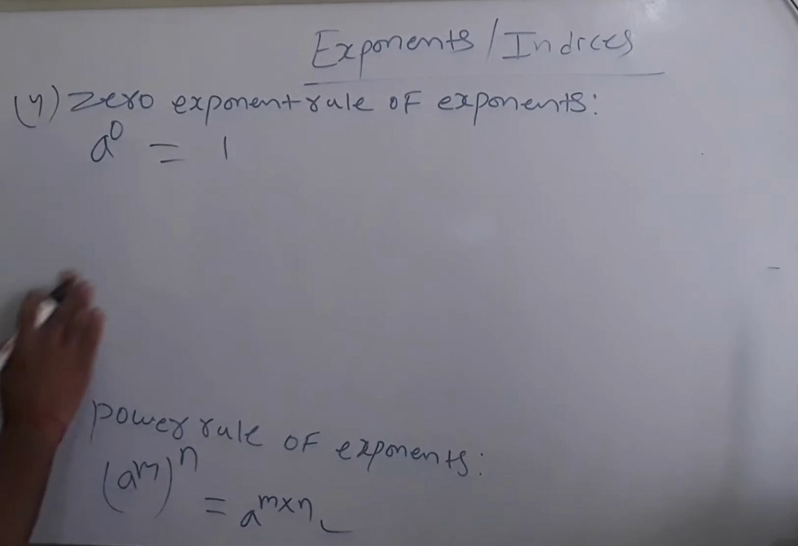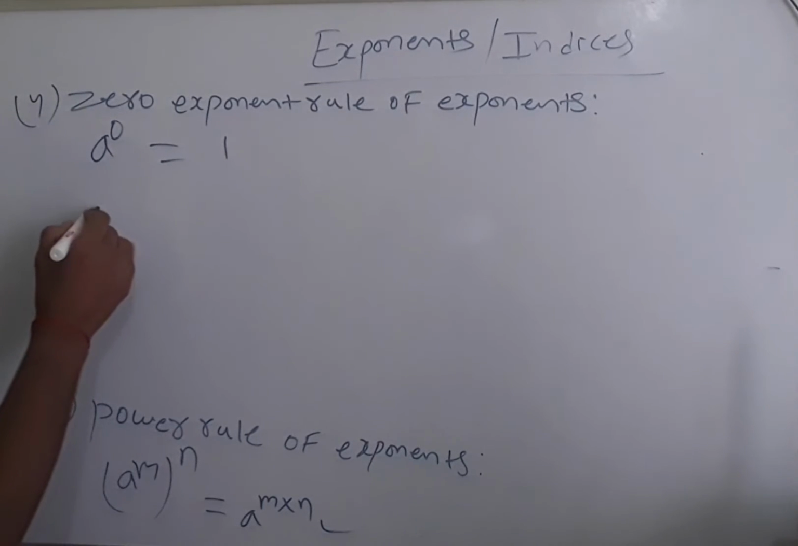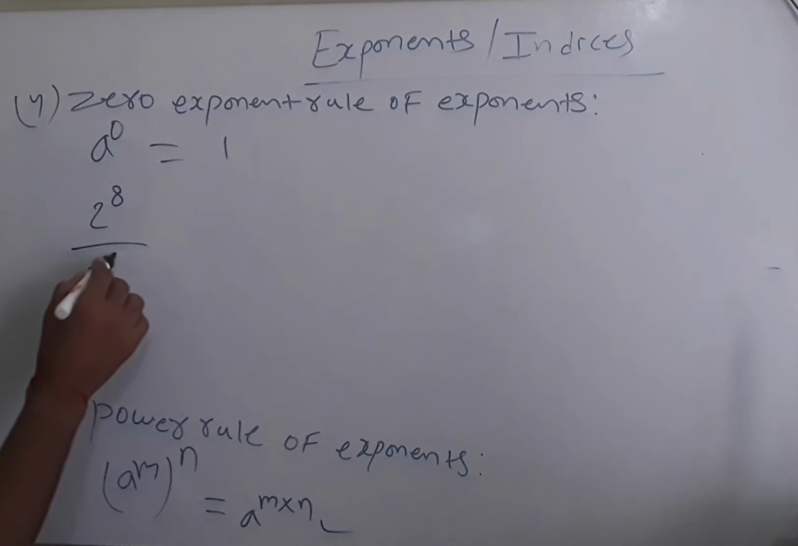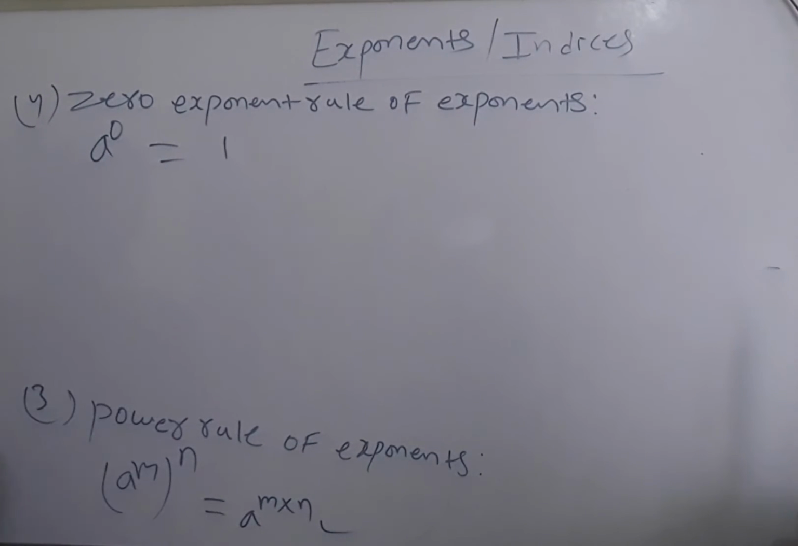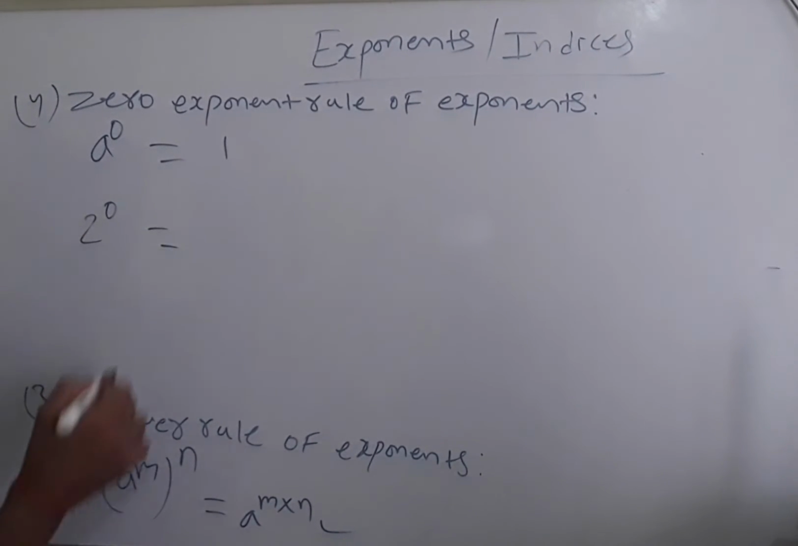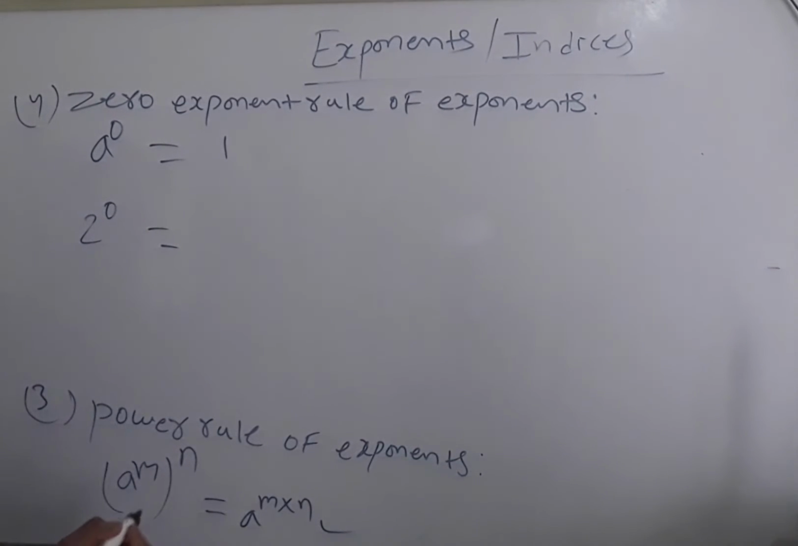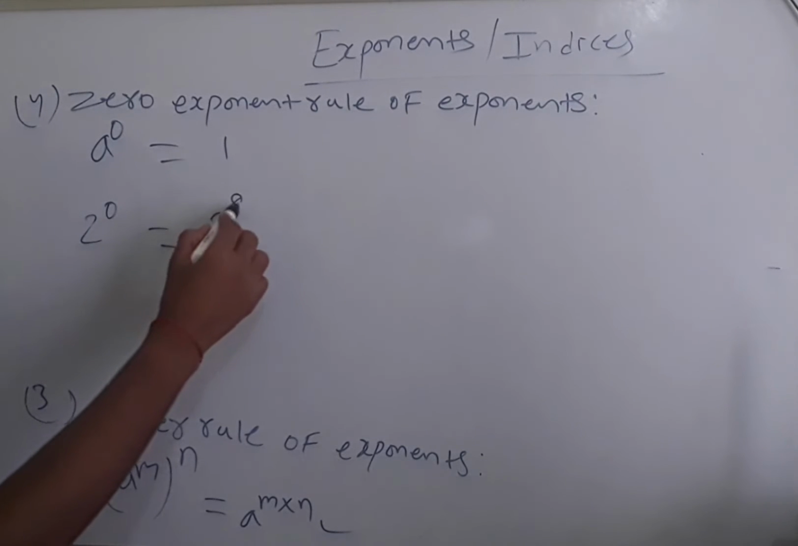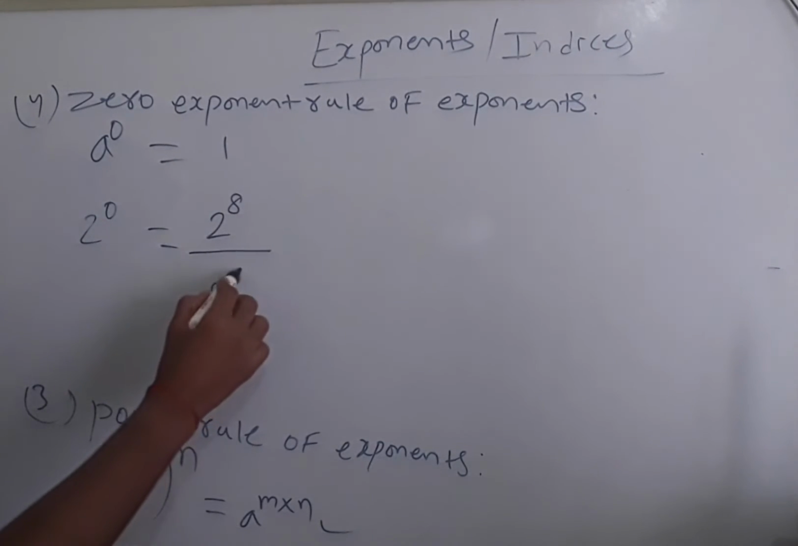Let's experiment with this using a number. Let's say 2 to the power 8 divided by 2 to the power 8. You want to find out 2 to the power 0. Now you can write this term as 2 to the power 8 divided by 2 to the power 8. How come?